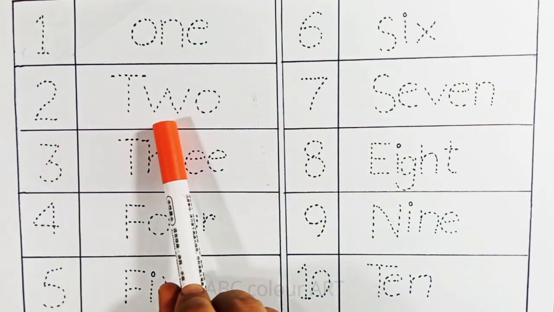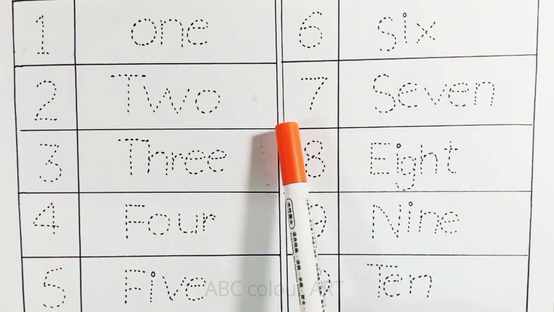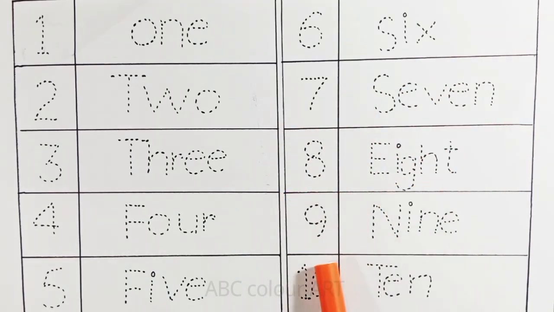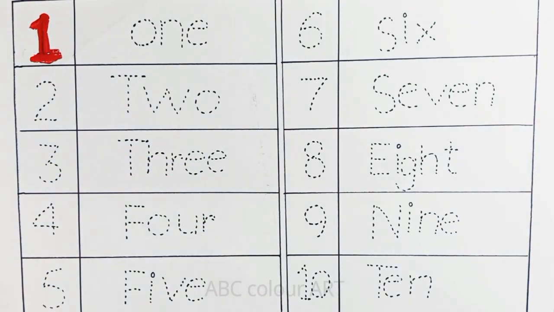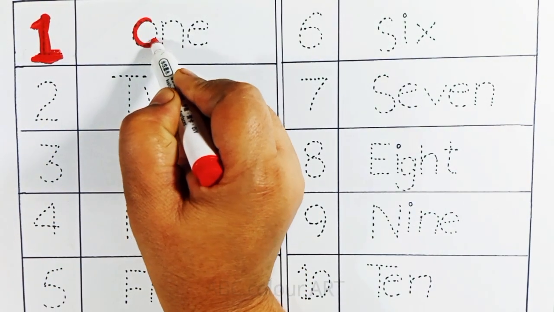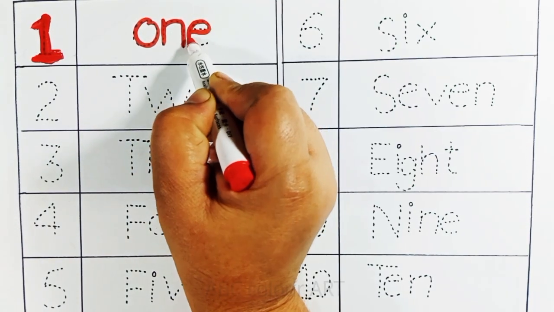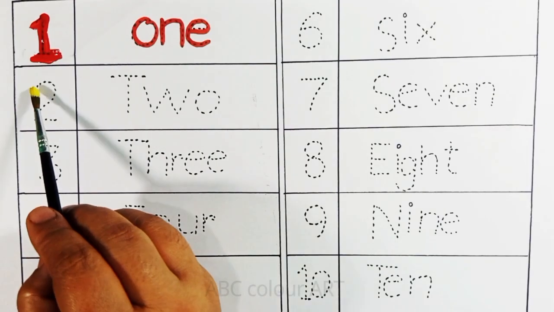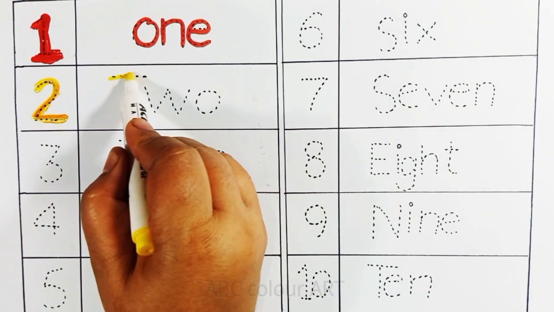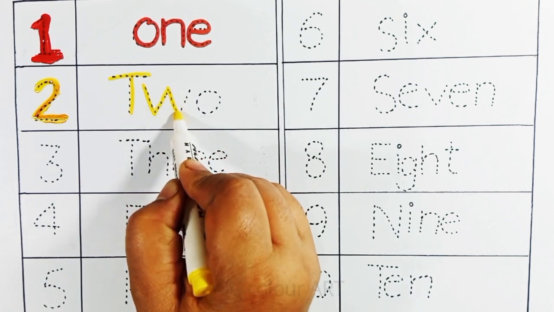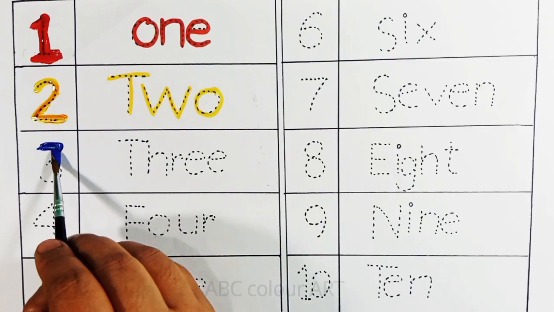1 2 3 4 5 6 7 8 9 10. Number 1, O N E, 1, yellow color. Number 2, T W O, 2, blue color.